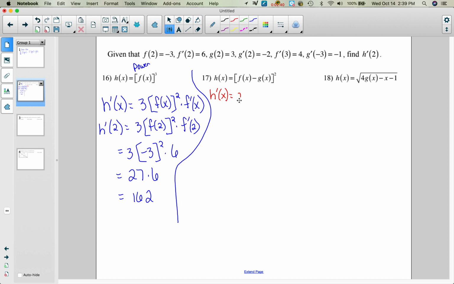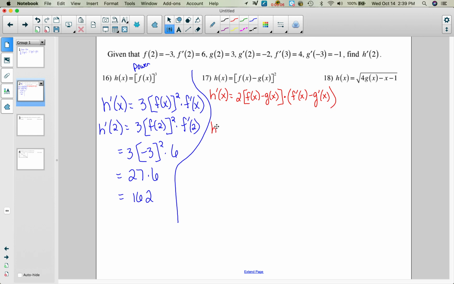So we're going to have 2 times f of x minus g of x. And then I would drop the power down, but then it would just be a 1. So that's the derivative of the outside function with the inside left unchanged, times the derivative of the inside function, which is just f prime of x minus g prime of x. Okay, so that's what I get for the derivative.